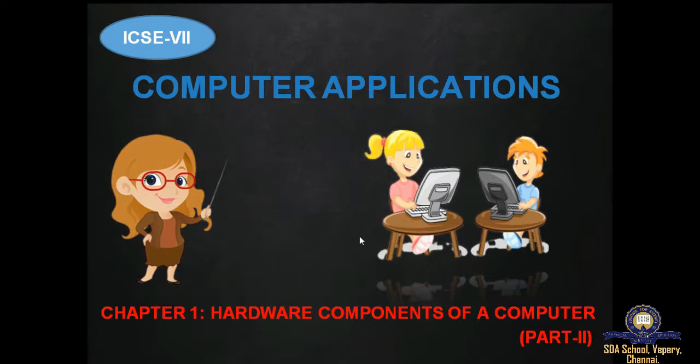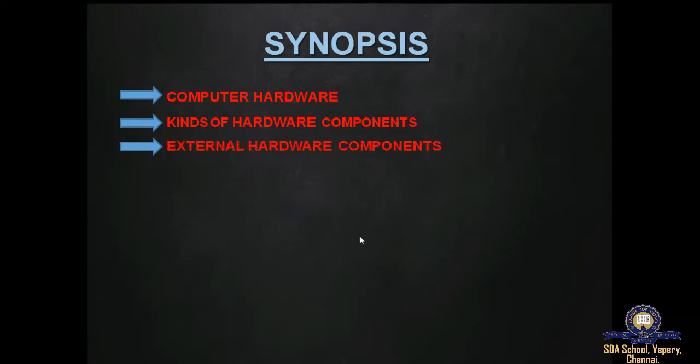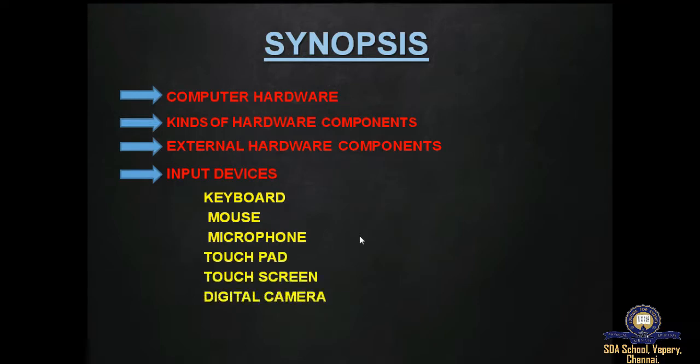In the last session, we learned about computer characteristics, computer system, IPO cycle, hardware and software. In this class, we are going to see about computer hardware, kinds of hardware components, external hardware components, input devices: keyboard, mouse, microphone, touchpad, touchscreen, digital camera, scanner and joystick.